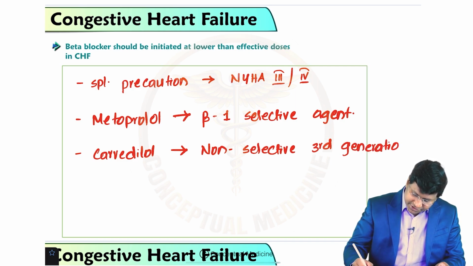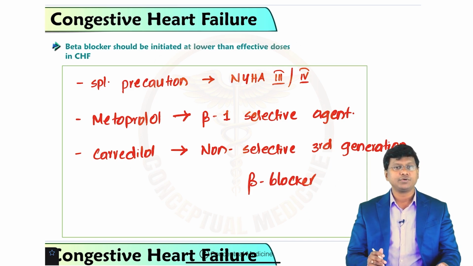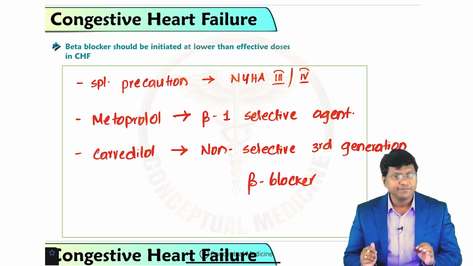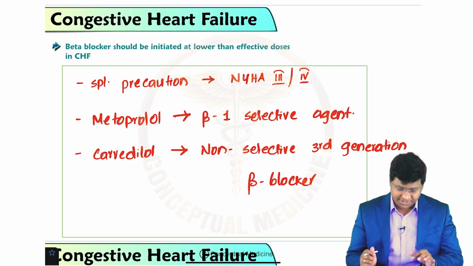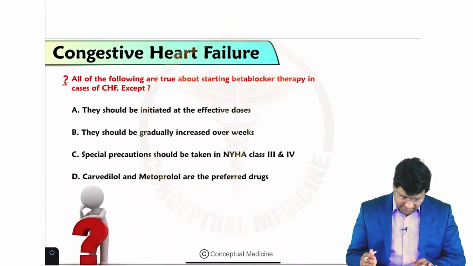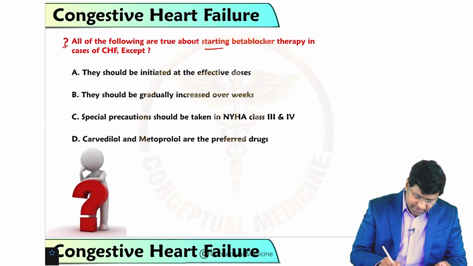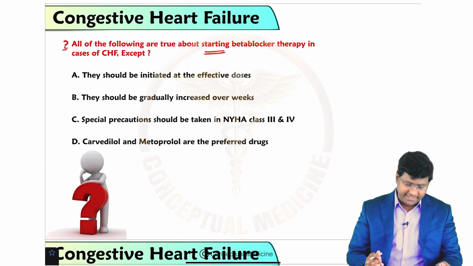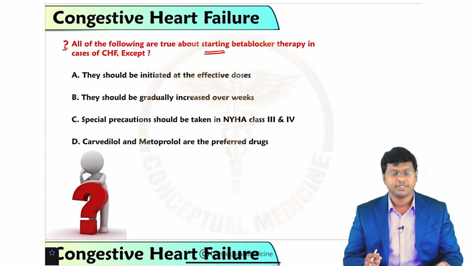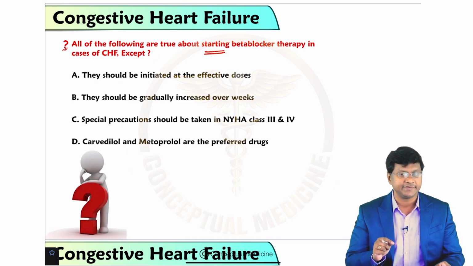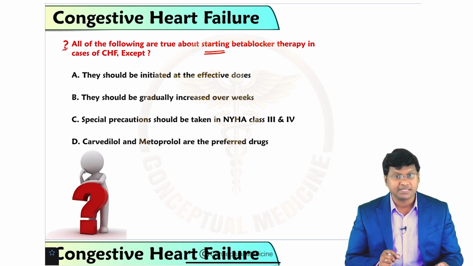Right, non-selective third generation beta blocker. So that is about carvedilol, right? If you see a question on beta blocker therapy in congestive heart failure: all of the following are true about starting beta blocker therapy in cases of congestive heart failure, except. The options are: they should be initiated at the effective doses, they should be gradually increased over weeks, special precaution should be taken in NYHA class 3 and class 4, carvedilol and metoprolol are the preferred drugs.